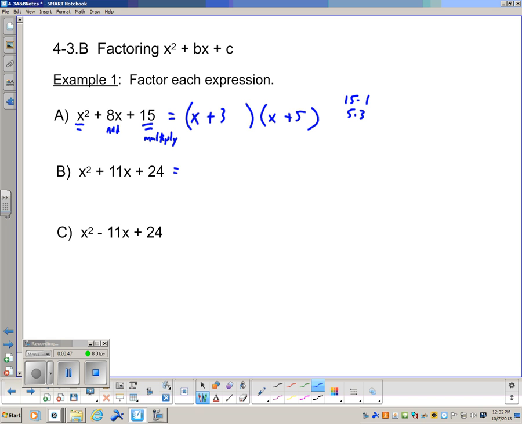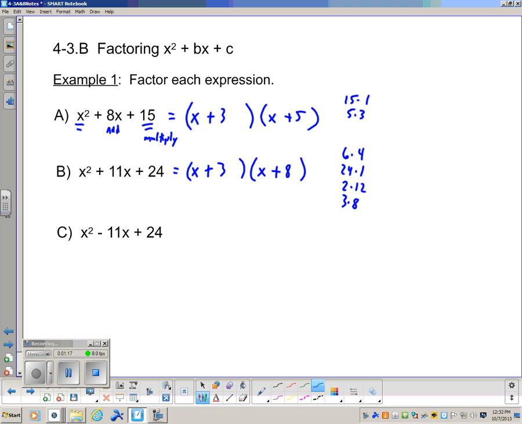Let's try another one here. X and x. Two numbers that multiply to give me 24 and add to give me 11. 6 plus 4 is 10, 24 and 1, 25. 2 plus 12 there is 14. Oh, 3 and 8 there, yeah, 11. So plus 3 and plus 8.